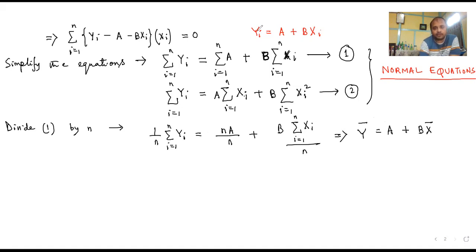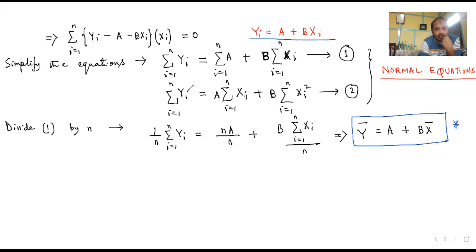This is a very important relation. You just note it down. What is this relation saying? This relation is saying that if you try to get the best fit between the variables capital Y and capital X, then the average value of capital Y and the average value of capital X is supposed to pass through that particular line. So this is a very important relation that we have obtained from the first normal equation.